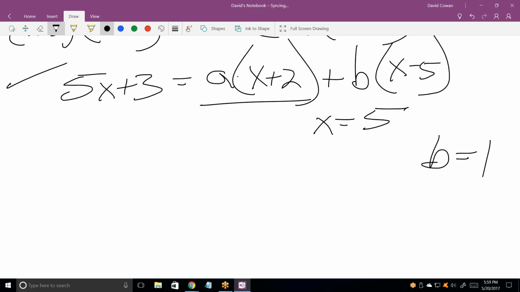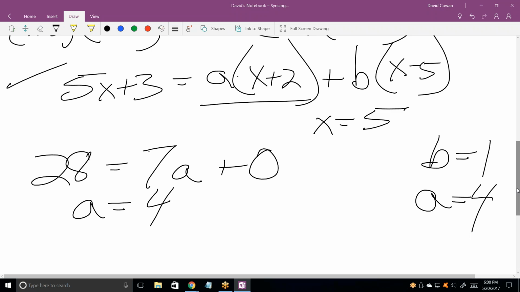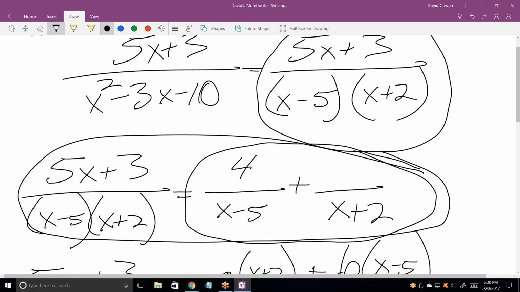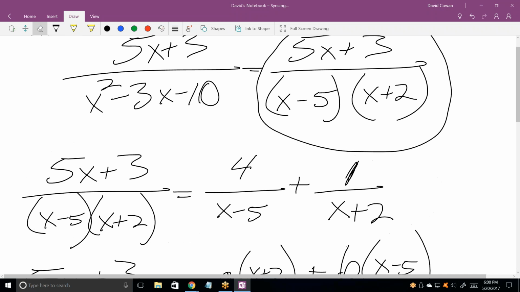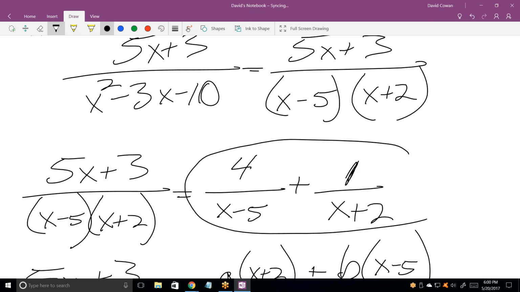Now I get 28 on the left equals 7a plus 0, because the b term goes away automatically. a equals 4. So I got a equals 4, b equals 1, which means if I go back to this part of the equation, a equals 4, b equals 1, there's your answer. We've decomposed it into these two partial fractions.